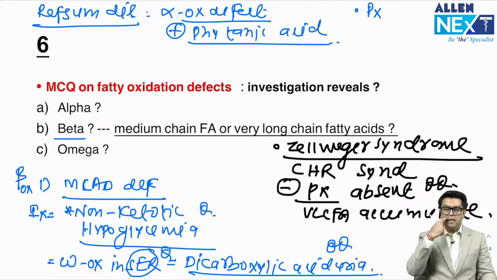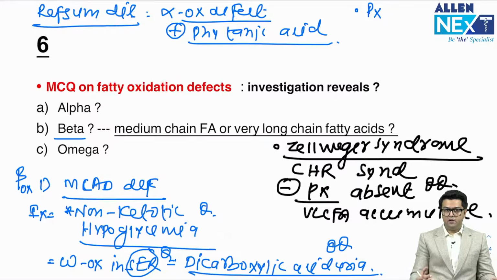Again I am repeating: if it's Refsum's disease, phytanic acid accumulation will be mentioned. If it's Zellweger syndrome, very long chain fatty acid accumulation plus the absence of peroxisomes will be mentioned in the MCQ, or that may be the answer. And if it's a defective mitochondrial beta oxidation, because very long chain fatty acid oxidation also occurs in peroxisomes, not in the mitochondria, but MCAD or the medium chain or long chain fatty acid oxidation occurs in mitochondria.